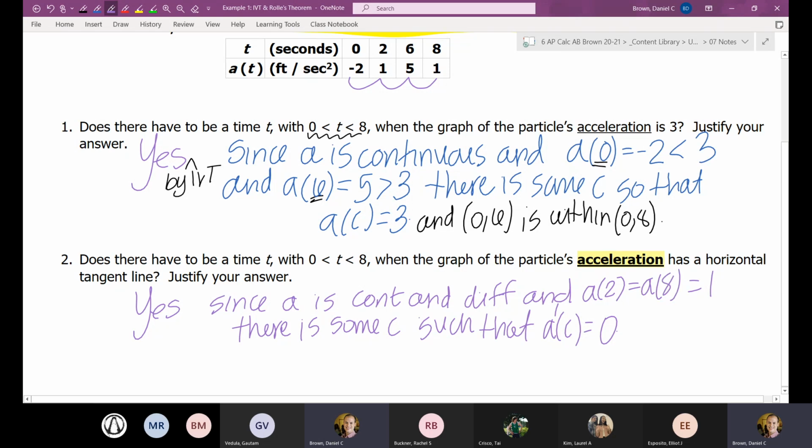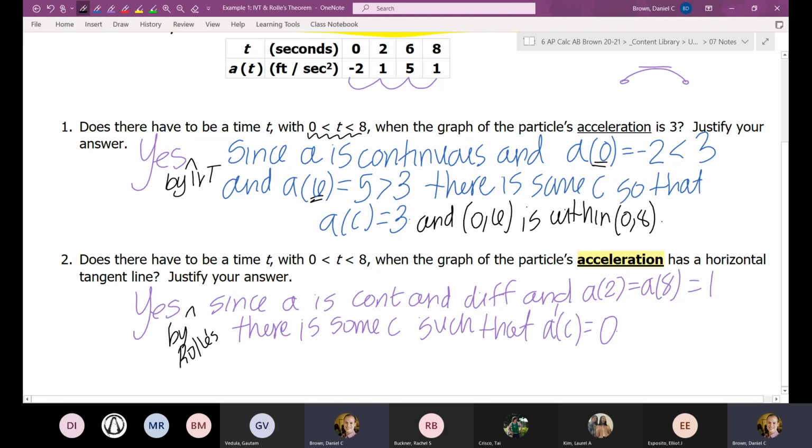That's at a minimum what you have to say. Again, I think that kind of makes sense logically. Hey, it's continuous, it's differentiable, we have the same y values, so at some point this graph had to turn around, and when it turned around, it made a horizontal tangent line. We just had to find a formal way to state it. Again, if you just want to be extra, you could add in what theorem you're using. So it would be by Rolle's theorem.